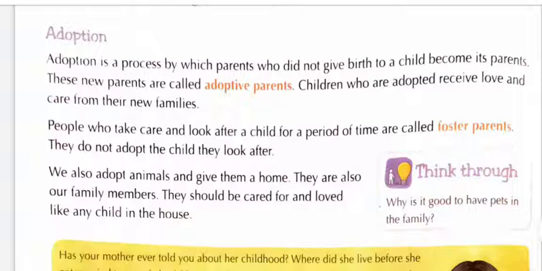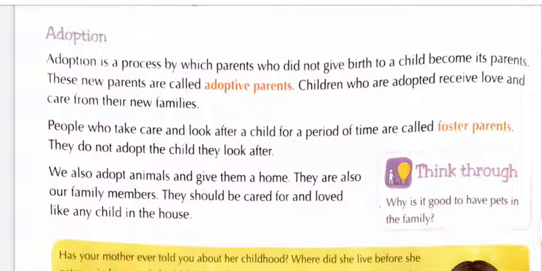Children who are adopted receive love and care from their new families. People who take care and look after a child for a period of time are called foster parents. They do not adopt the child they look after. We also adopt animals and give them a home. They are also our family members. They should be cared for and loved like any child in the house.